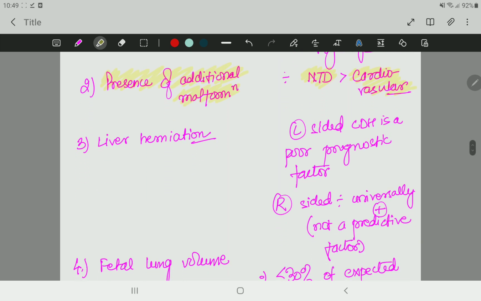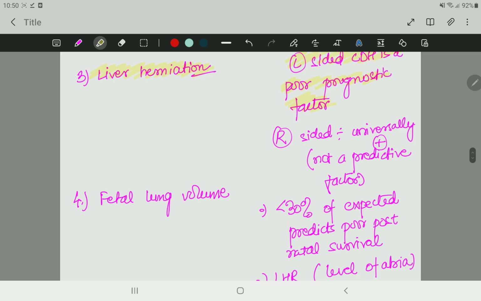The third prognostic factor, which is very important, is liver herniation, and it determines overall prognosis, especially in left-sided CDH. In left-sided CDH, if the liver is a content of the sac, it is associated with poor prognosis. In right-sided CDH, the liver will be universally present, so it is not a predictive factor.